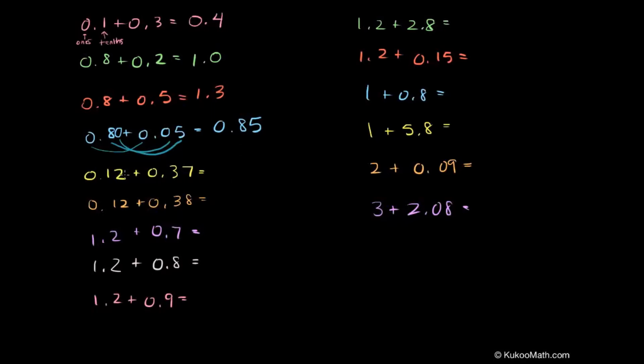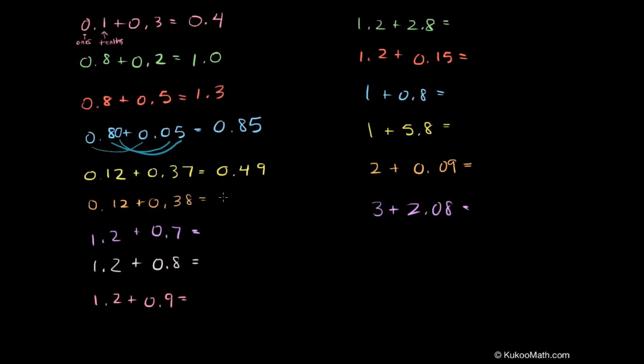Next problem, 0.12 plus 0.37. Again, we're going to add places, so 0 dot 1 plus 3 is 4, 2 plus 7 is 9. 0.49 is our answer.